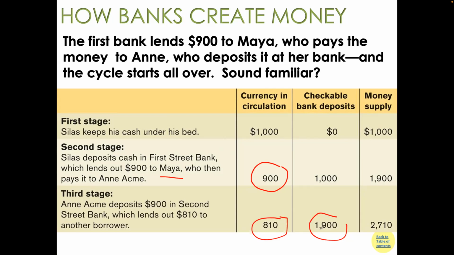Does that make sense? So again, this 1,900 includes 1,000 by Silas and 900 by Maya. So this is the total checkable bank deposit, right? Now Maya has $900 in the bank, and the bank does the same thing, lending out something, and eventually lending to the third or fourth or fifth person. Now you can see the bank starts to generate money supply.